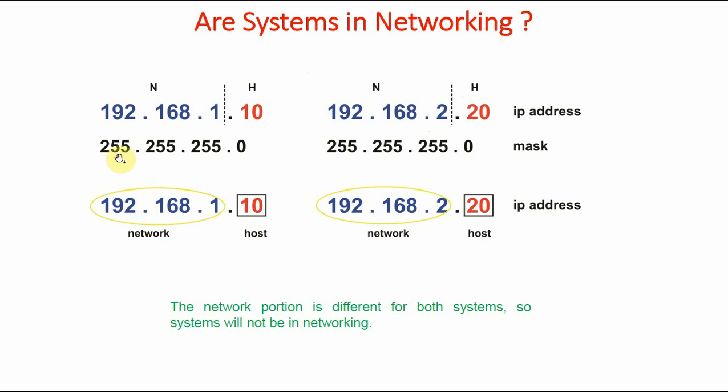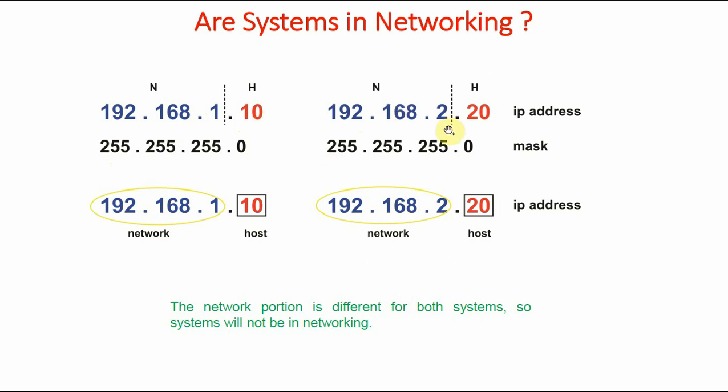And we are using the mask 3 times 255 in this case also. Now to find out whether these systems are in networking or not, we have to find out what is the network portion and what is the host portion. When we are talking about this address 192.168.1.10, because the mask is 3 times 255, this is your network portion and this is your host portion, because if it is 3 times 255, the first 3 octets belong to the network number, and the last belongs to the host number.